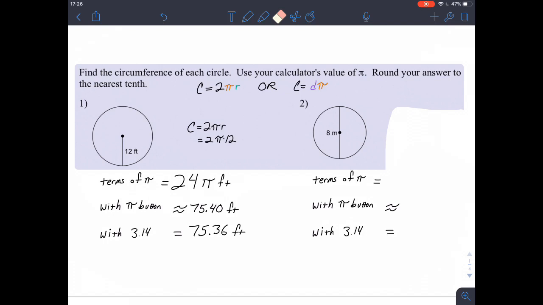Because we have a diameter, it's easiest to use the formula diameter times pi, although we could have used 2 times radius times pi. All we need to do with the diameter formula, though, is plug in 8 for diameter. Once we do that, we already have our answer in terms of pi of 8 pi meters. There was nothing left to multiply together. If we use our pi button on our calculator, we get 25 13/100 meters. And if we rounded with 3.14 for pi instead, we get 25 12/100 meters.